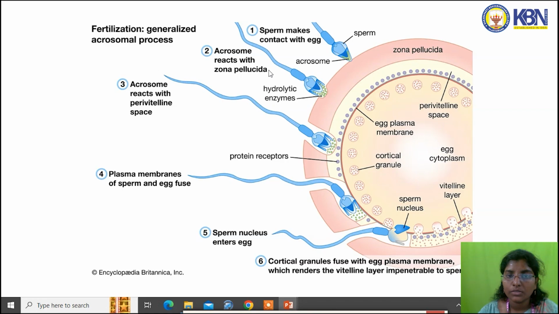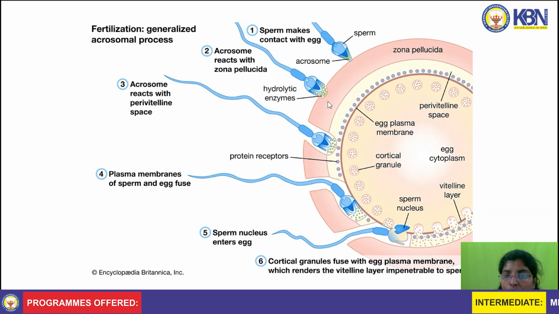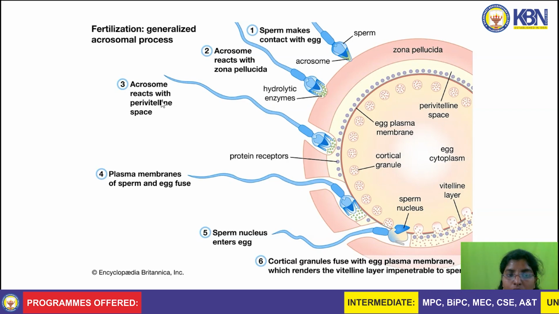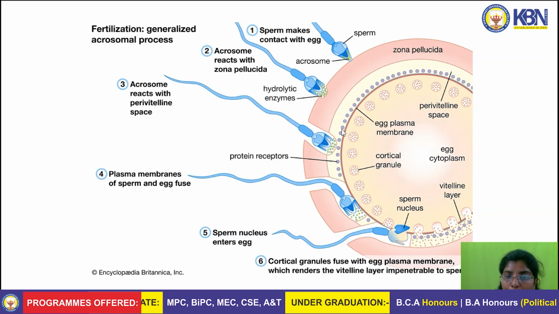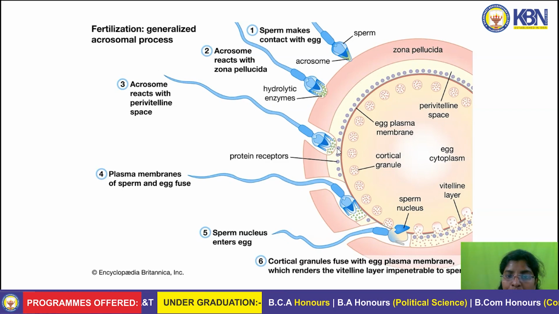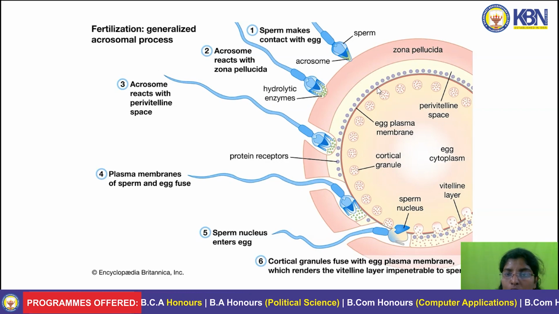Next, the acrosome reacts with the zona pellucida. This is the acrosome, the first layer of the sperm. It reacts with the zona pellucida, and the hydrolytic enzymes are secreted into it. Next, the acrosome enters the perivitelline space. Here, these are the proton receptors present in the egg. Next, the plasma membranes of the sperm and the egg fuse. This is the plasma membrane of the sperm and the egg, and the attachment is happening.